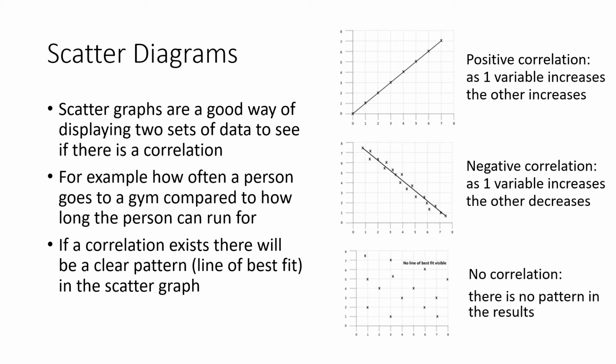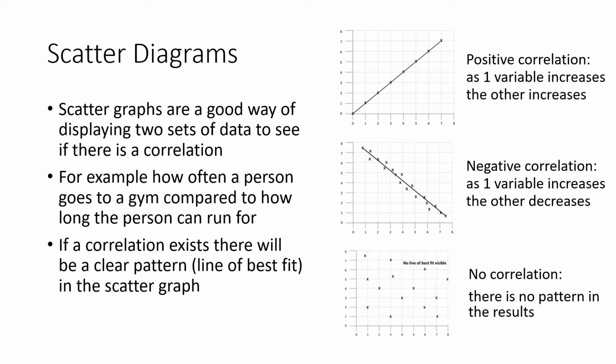In the middle graph, we can see that we have still got a pattern, it's just not as good as the first graph's pattern. This time around, however, we have what is called a negative correlation, because as we increase one of the variables, the other variable decreases.